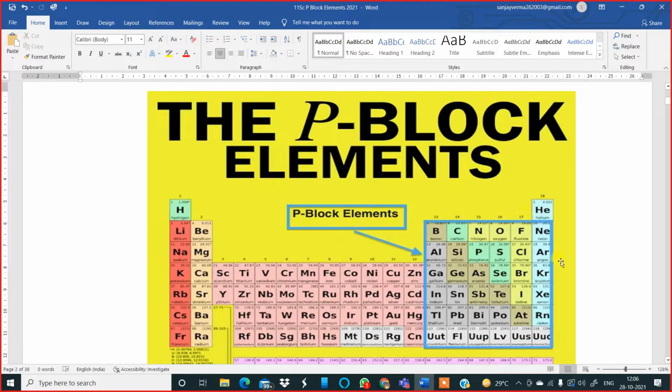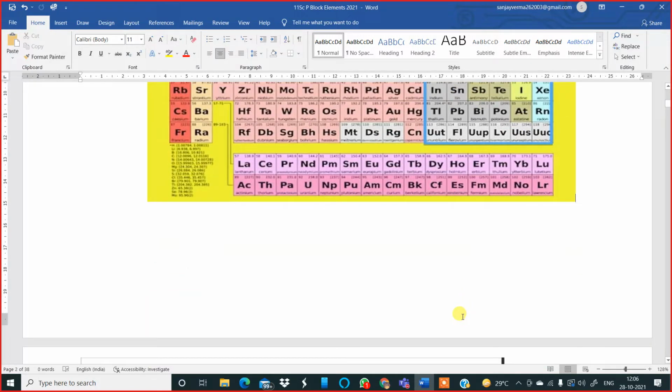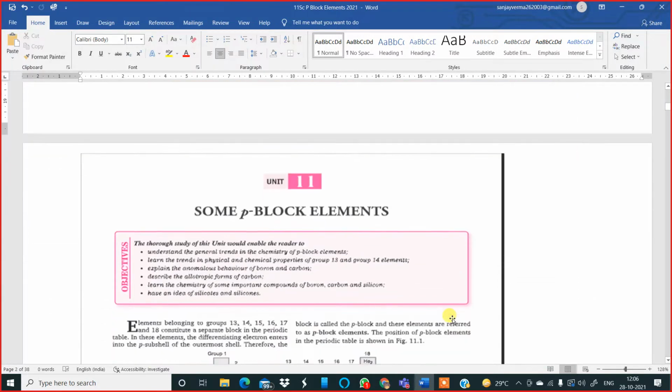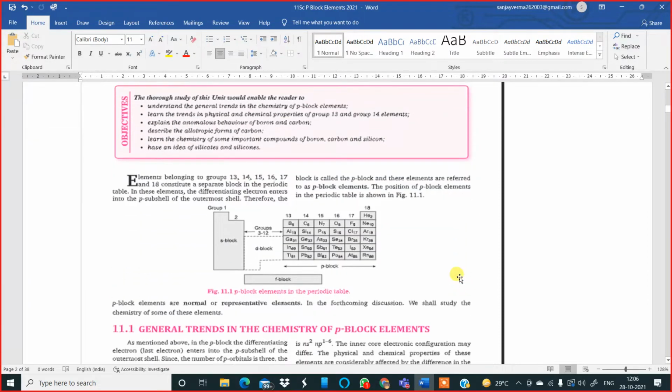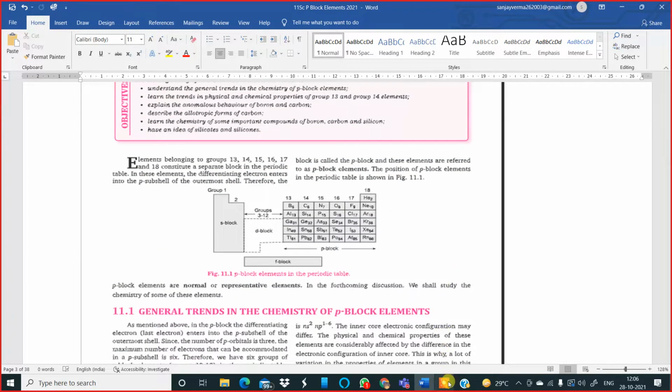Out of all these P block elements in your class 11 syllabus, we are told to study thoroughly, with respect to the syllabus only, group 13 and group 14 elements in detail. Now moving to the introduction part of the chapter, unit 11, some P block elements. I've already told you that elements belonging to group 13, 14, 15, 16, 17 and 18 also constitute a separate block in the periodic table.